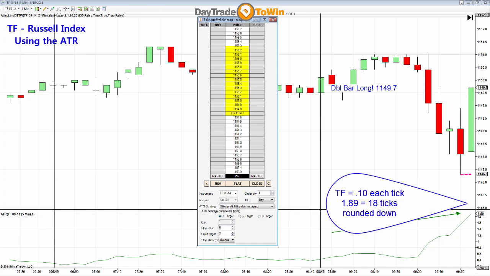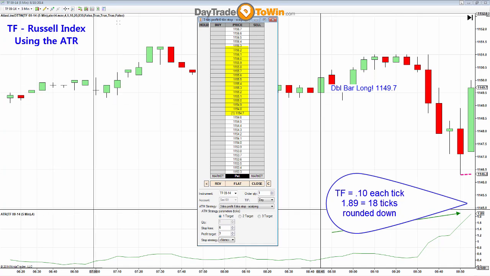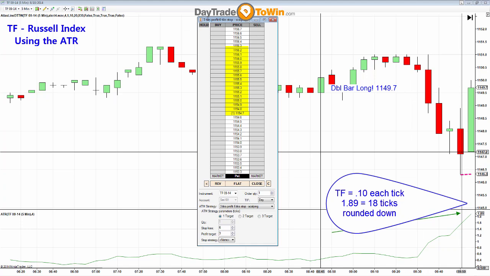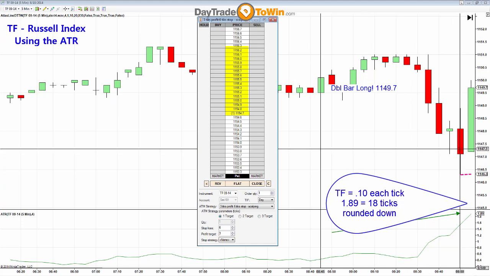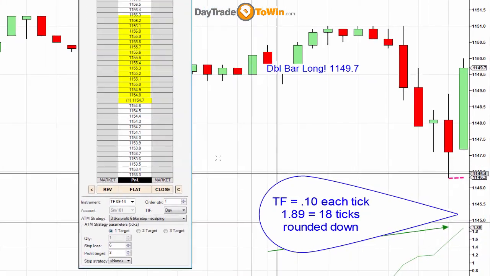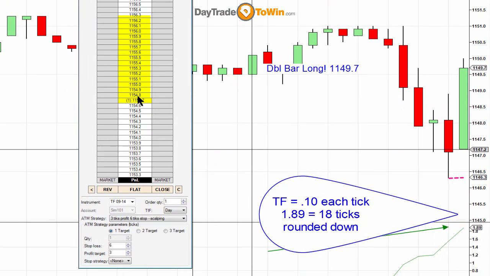So when I look at this 1.89, and I can also actually, with the crosshair, remember I like to use here the crosshair. When you look at this, I can say, well, as I move it slowly up, I can see 1147.3, 1147.4, 0.5, 0.6, 0.7. It is the equivalent of what you see here on the DOM or the price ladder or the matrix if you're using TradeStation.